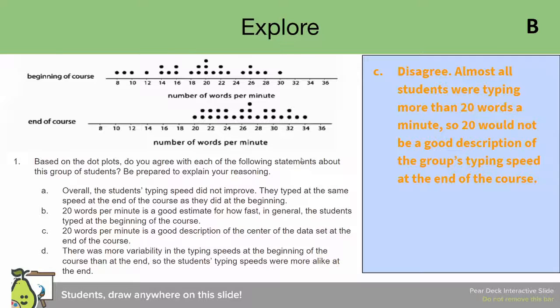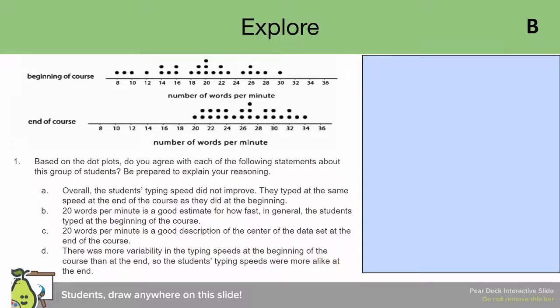Okay, so with that said, we have one more part to look at. Part D. Please pause this video and let me know what you think. All right, welcome back. Let's take a look at Part D and let's read it, and then we'll jump into what we think about it. Part D says, there was more variability in the typing speeds at the beginning of the course than at the end. So, the students' typing speeds were more alike at the end. Interesting statement. What do you think about it? Please pause this video and let me know.